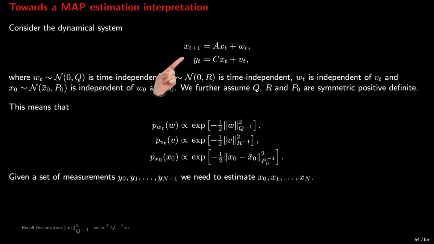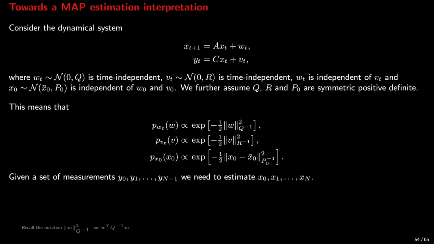We consider again this linear dynamical system under the standard normality and independence assumptions. We further assume that Q, R, and P0 are symmetric positive definite matrices. Note that there is no matrix G multiplying Wt in the system dynamics, and that we have required explicitly that the stochastic processes Wt and Vt be mutually and temporally independent and also independent of X0.